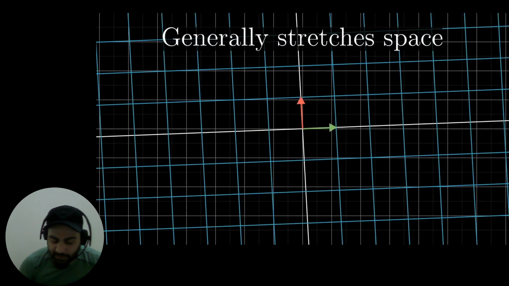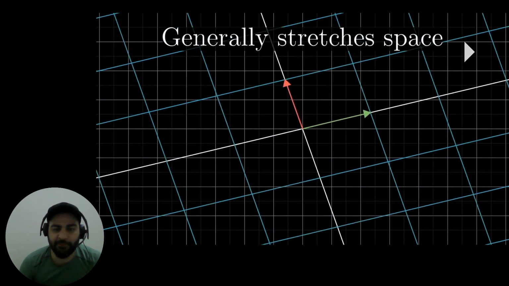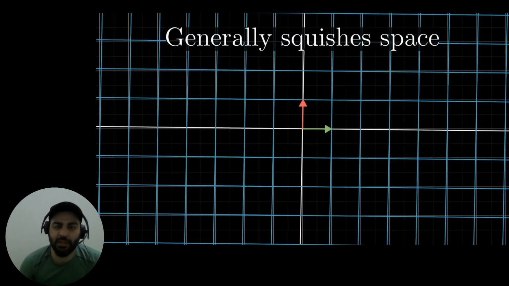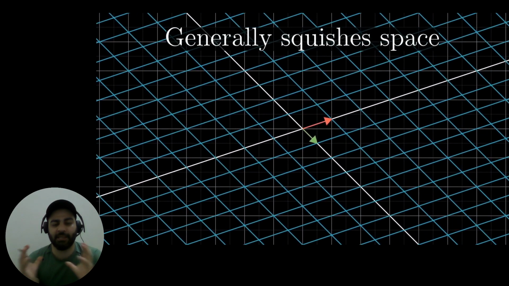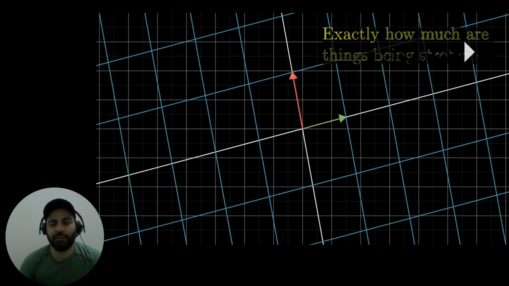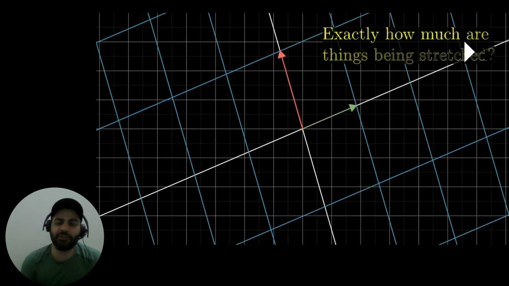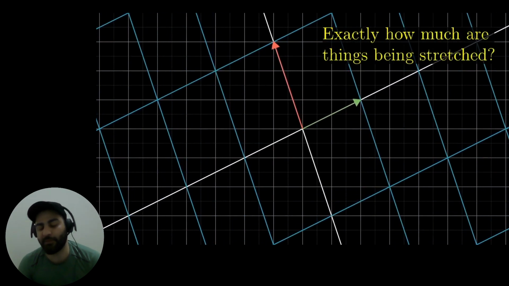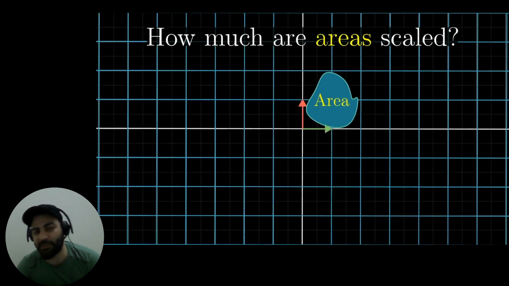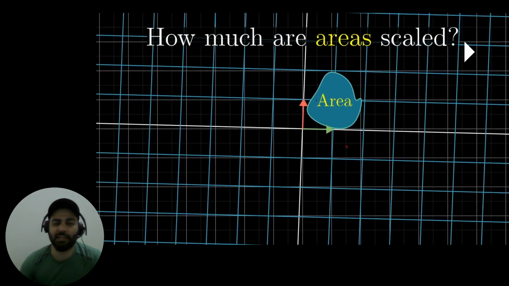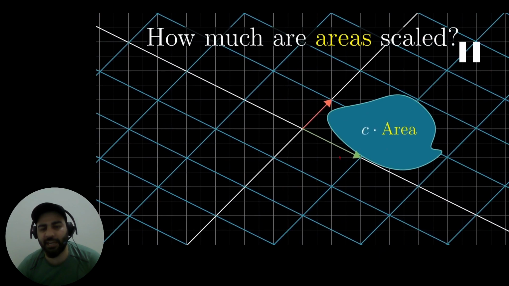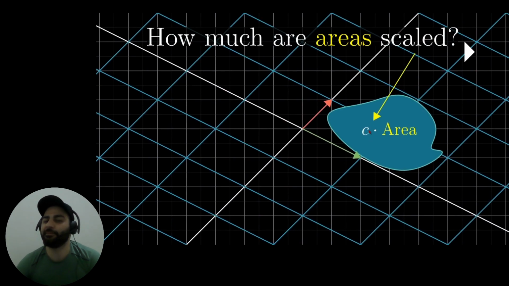Generally, transformations stretch the space. For example, if this is the transformation, it stretches the space, or it will squish the space and make the space smaller. If we want to see by how much this stretch or squish happened, that's given by the determinant. Let's suppose initially we had this much area. After the transformation, you saw that this area got scaled by some scalar, that is c. We call this c the determinant. This is in 2D, and we can extend it to 3D as well.